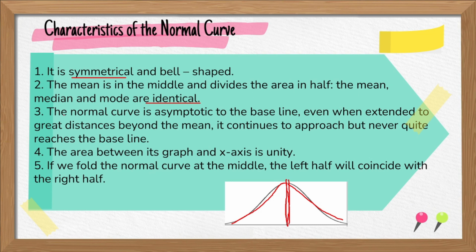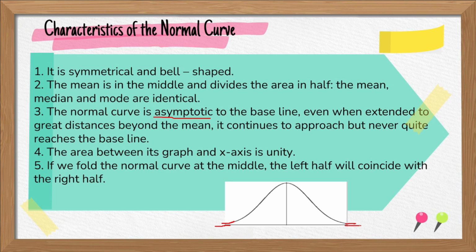Number 3, the normal curve is asymptotic to the baseline, even when extended to the great distances beyond the mean. It continues to approach but never quite reaches the baseline. So what do we mean by asymptotic? So asymptotic, this is the normal curve, no? And this is the baseline in both direction.